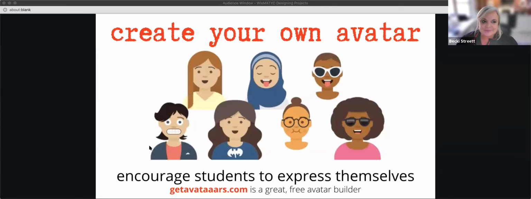So at the beginning of every semester, I always ask my students to create their own avatars. A lot of them already have one. It's funny, but there are so many great free avatar builders out there that they can use. And I think it's a great way to encourage students to express themselves. And again, I can't say this enough, it allows them to have some say in how they are seen by others.